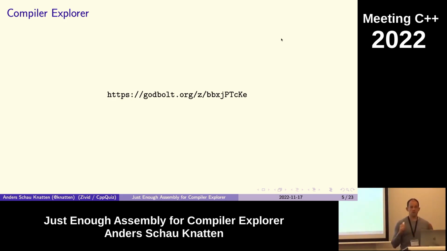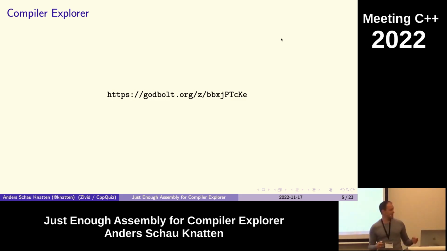Compiler Explorer is a really nice website where you can paste your C or C++ or whatever on one side of the site, and then on the other side it shows you the assembly code that the compiler made for you. And why is that interesting?